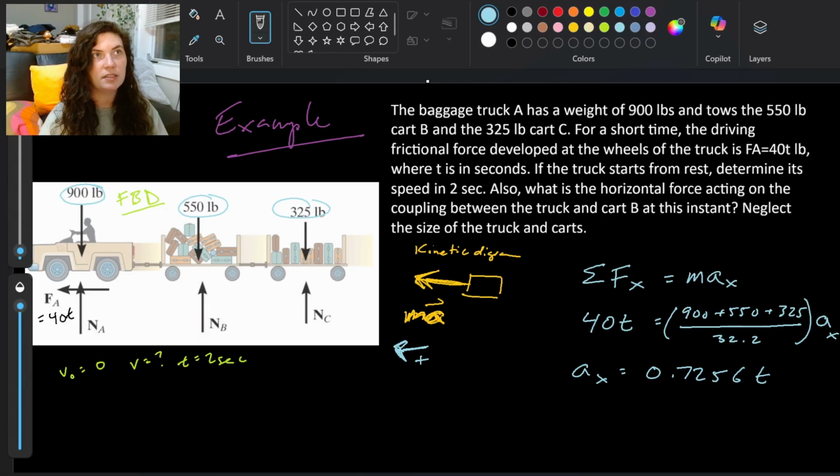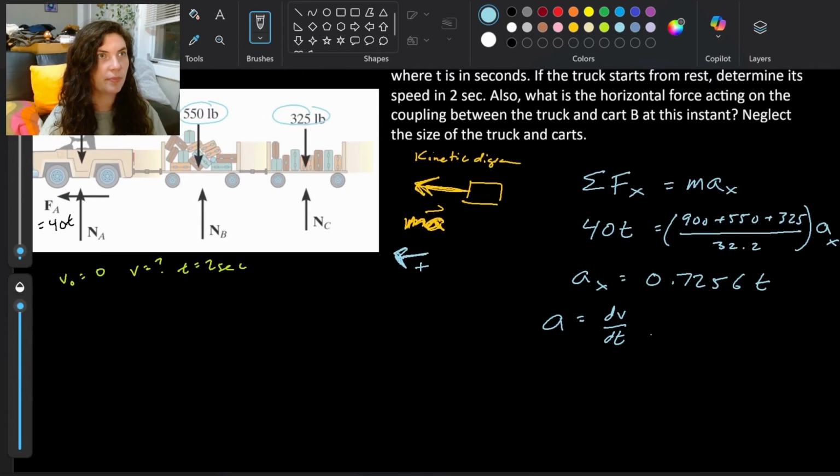Now I want to find the velocity, the speed in 2 seconds if the truck starts from rest. So what I'm going to do is use my acceleration equals dv/dt. Right, I can't use a constant acceleration because I've got an acceleration in terms of time. It's not a constant acceleration. I'm going to have to use the integration form. So that'll be 0.7256t times dt equals dv.